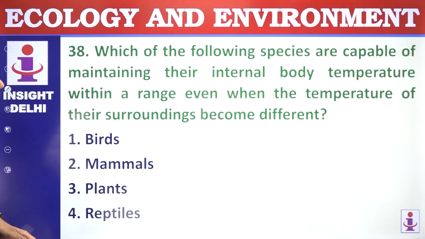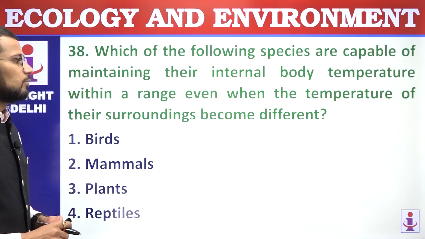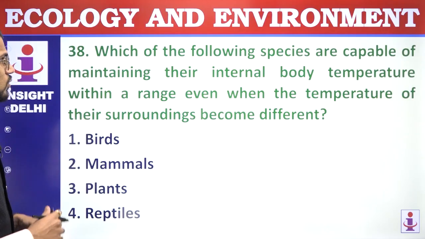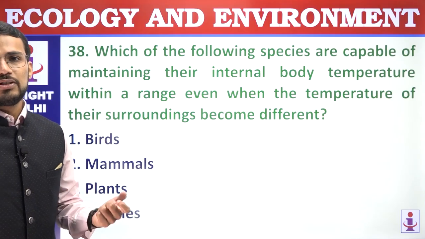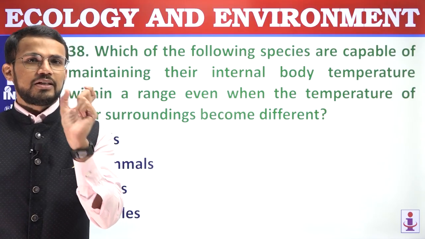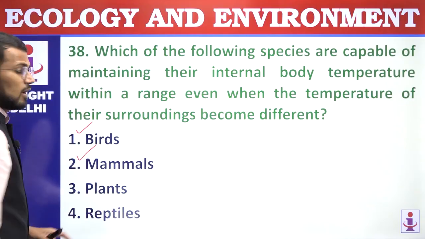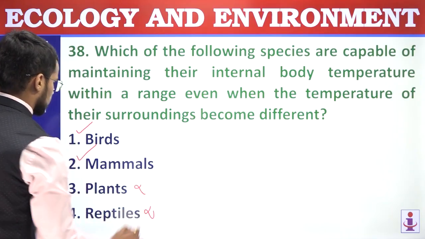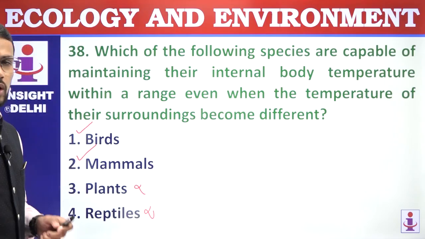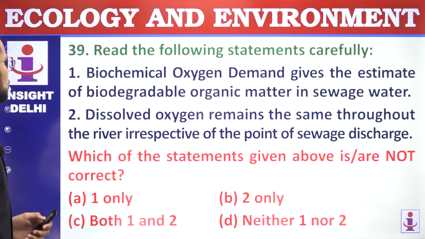Which of the following species are capable of maintaining their internal body temperature within a range even when the temperatures of their surroundings become different? Right, so this is a kind of response shown by organisms towards changing temperatures in the external environment, and this ability is called regulation. It is exhibited by birds, it is exhibited by mammals, but plants cannot regulate, and even reptiles cannot regulate temperature, right? And that's why the answer is 1 and 2 only, mentioned in option A. 38, answer is A. 39.